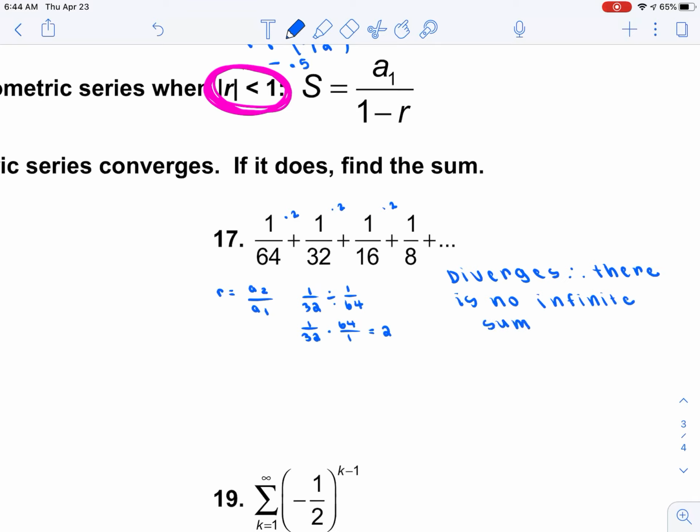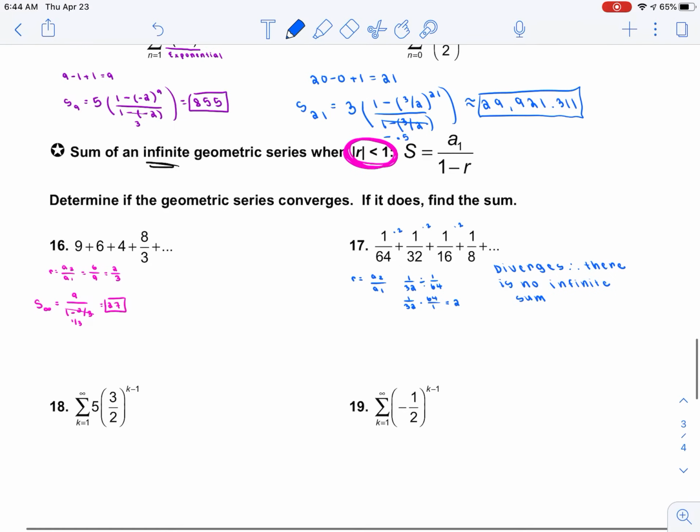Could I find a sum of 10 terms? Sure, but that's not what they asked us to do. They wanted us to find the sum of this series that continues to get larger and larger, and because it diverges, there will be no value there for all the terms that keep going with this.